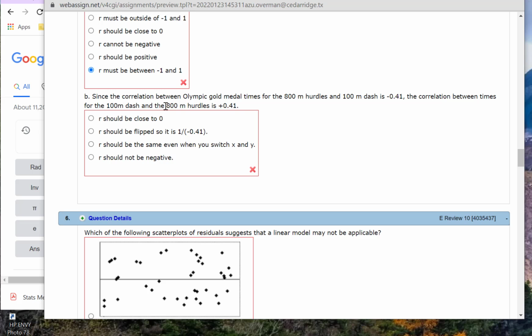Since the correlation between Olympic gold medals for the 800 is actually negative 0.41, the correlation between times for the 100-meter dash. So what they're talking about here is you flip the direction. So on this first one, maybe this one is y and that one is x. So we have hurdles is y, dash is x, and then dash is y and hurdles is x. R should be the same even when you switch x and y. So that's what that question is trying to get at. So let's go ahead and submit.